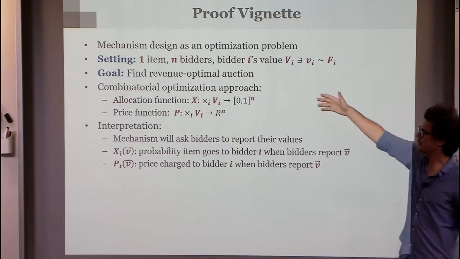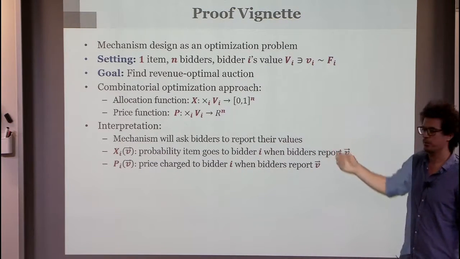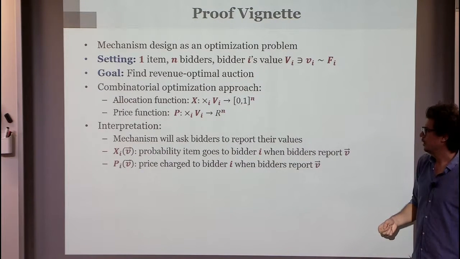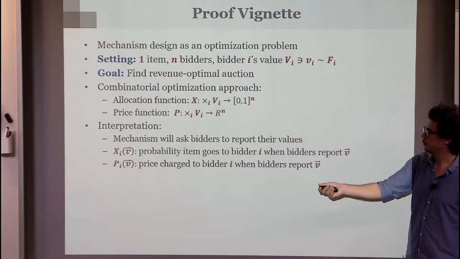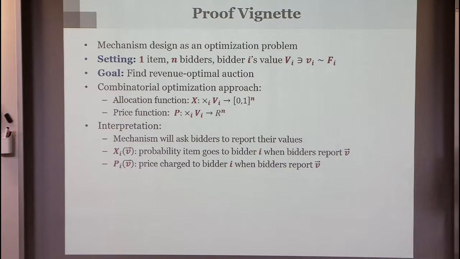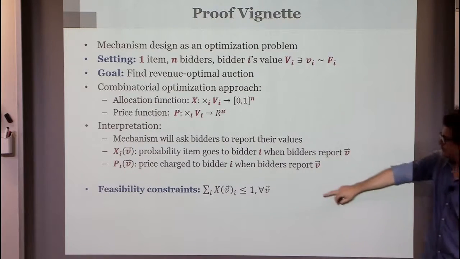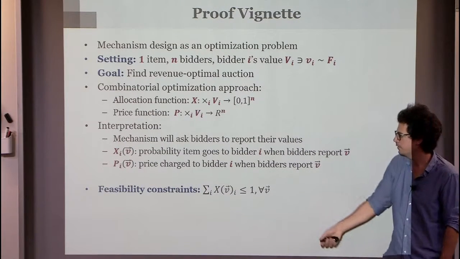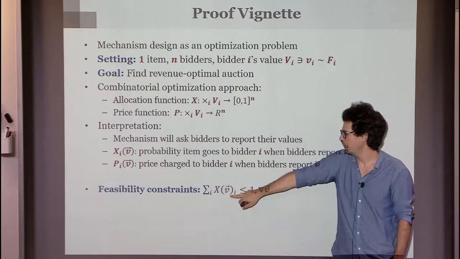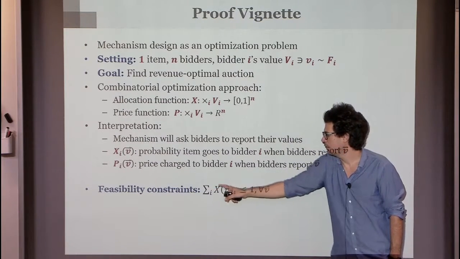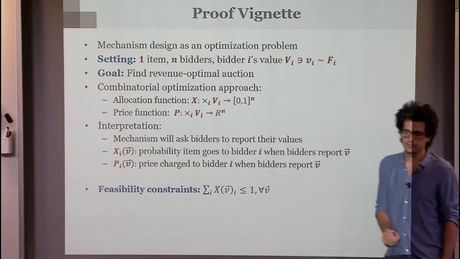Right, so the mechanism that I'm trying to find will ask bidders to report their values. Given the reports, it will allocate the item to bidder i with probability xi and charge him pi, and both of these are functions of the reports of everybody. Now I have to make sure that my mechanism is feasible, and that is guaranteed by this constraint, which says that no matter what the reports of the bidders are, if I sum the allocation probabilities, I don't exceed 1.